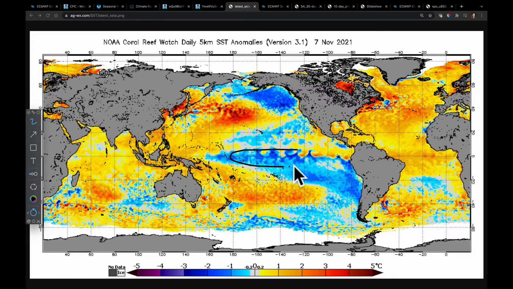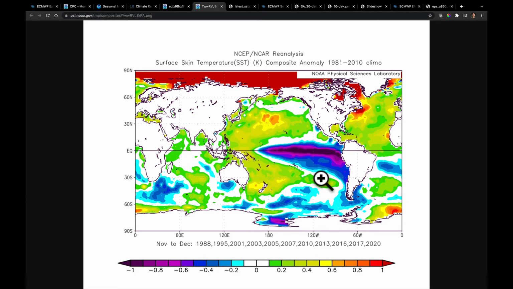This La Nina continues to strengthen, strong trade winds, a lot of cold water beneath it, and it extends all the way to the coast. It's warm in the Atlantic, cold here. And that just lines up very well with what we see here.